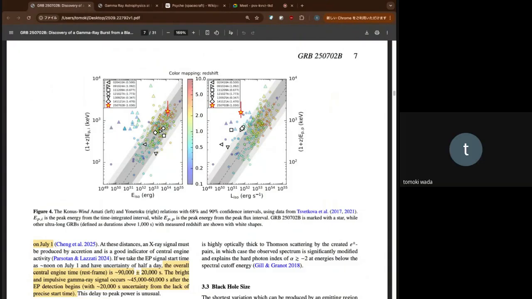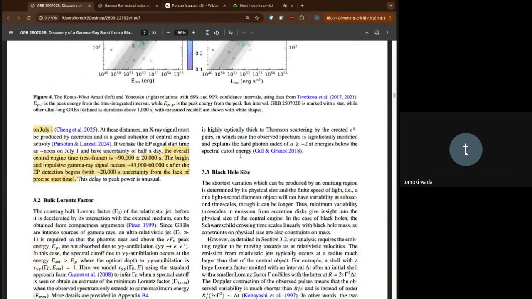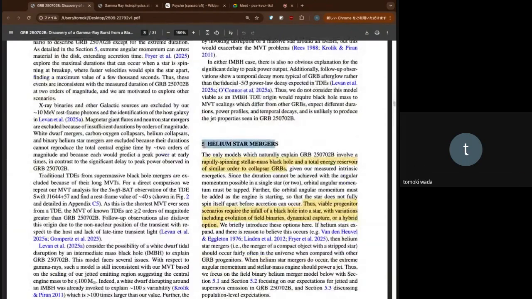So you mean that we do see an offset of this gamma ray burst from other gamma ray bursts, but then it's maybe natural if the progenitor is different. Yes, if we believe this scenario or other possible scenarios. Okay.